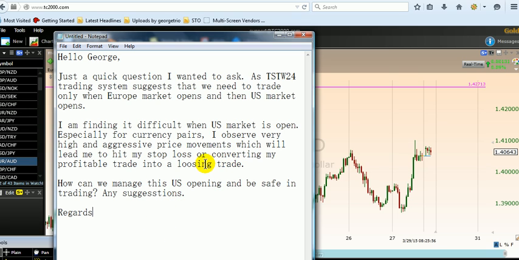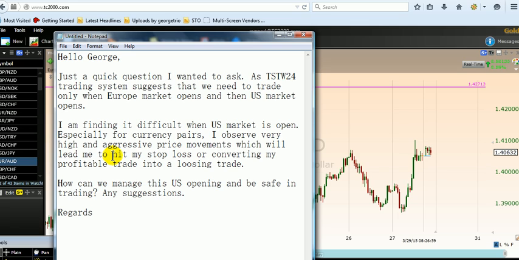I want to highlight this point here that this gentleman mentioned. I observe here, my cursor, very high and aggressive price movement, which will lead me to hit my stop loss and converting my profitable trade into a losing trade. So what is happening with this trader is that probably when London was open, he entered the trade, and his trade ended up being a profitable trade. But as he left the trade open, New York is now open, and the market becomes a little bit volatile, and this winning trade turns into a losing trade, and he wants to know how he can manage his day trading and manage also the volatility that comes with the New York opening time. This is a very excellent question, and that's why we are recording this video today to show how one can manage day trading step one.